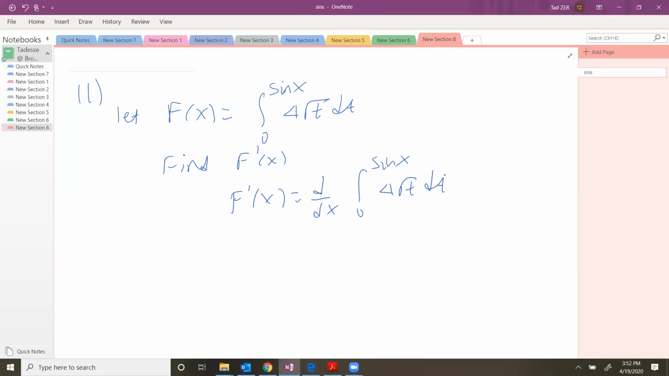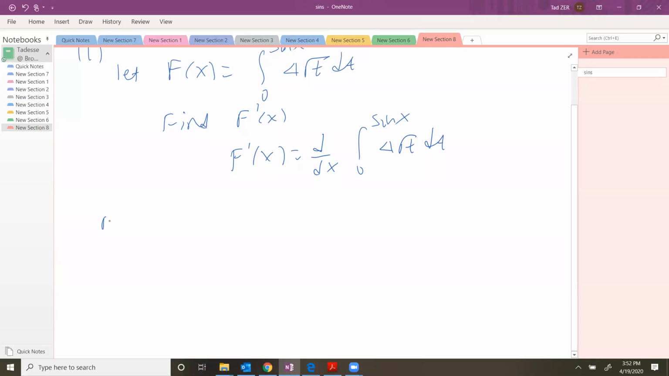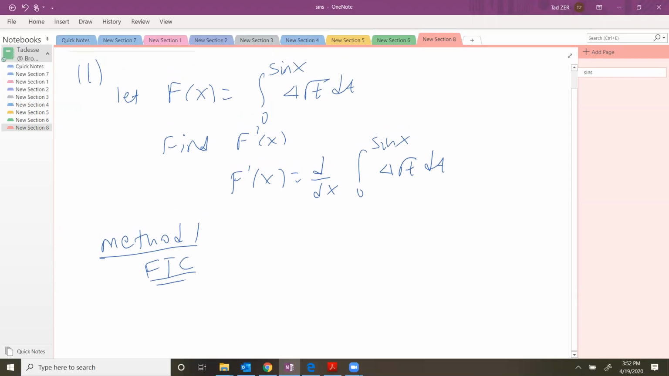So I have two methods to do this. Method one: I can directly apply the fundamental theorem of calculus. What does that mean? I have to find the antiderivative of 4 root t, and then evaluate the upper limit minus the lower limit, and then find the derivative, just like the usual derivative.